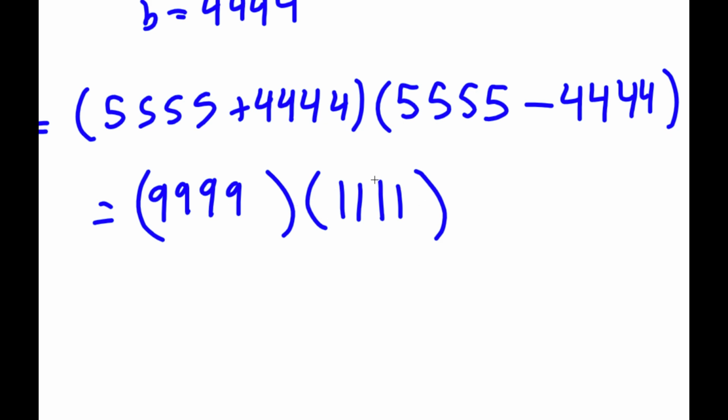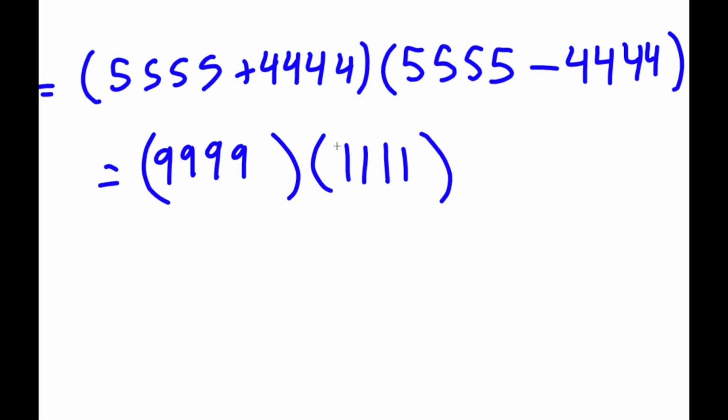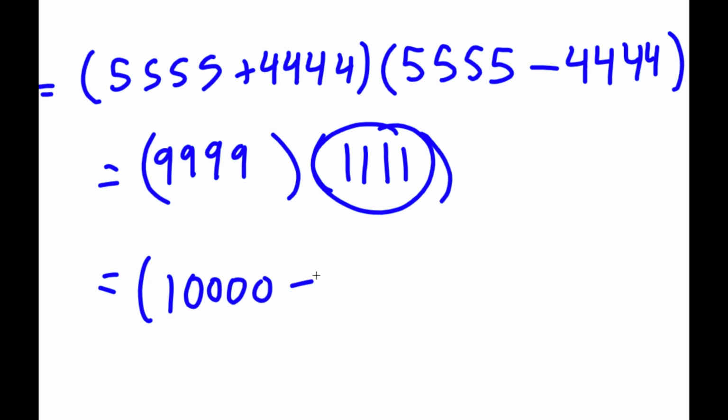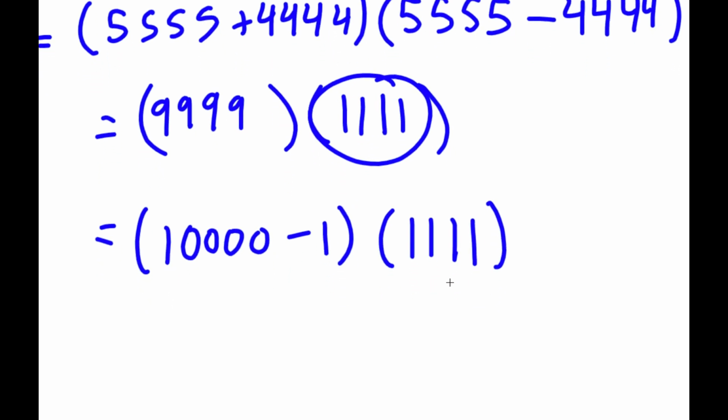So the easiest thing to do is, we see 1,111 here, and this is a multiple of 11. And because it's all ones, it's going to be really easy to multiply with this number. So what I'm going to do is rewrite 9,999 as 10,000 minus 1. So I have this times 1,111. And now I can go ahead and distribute.